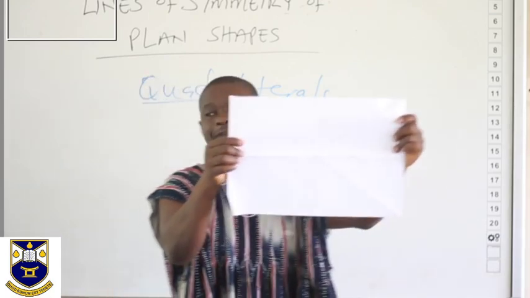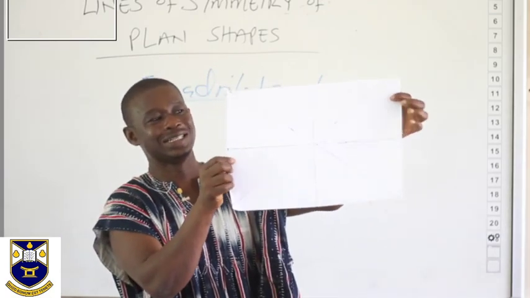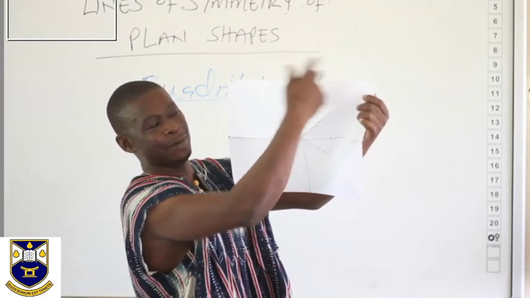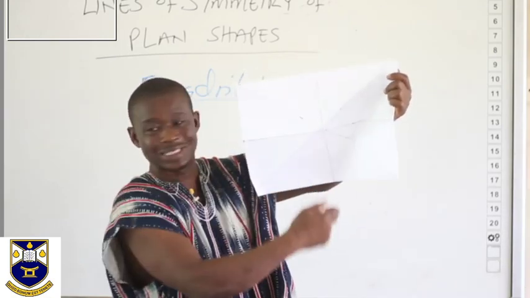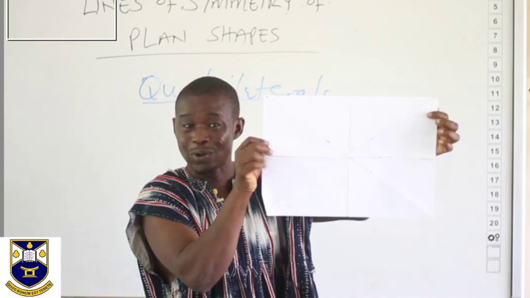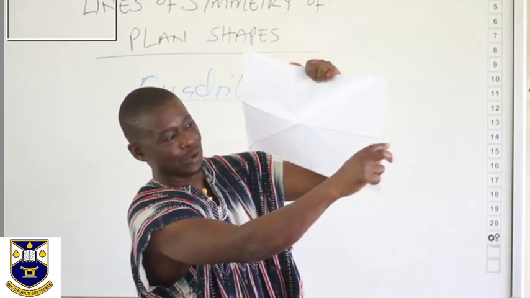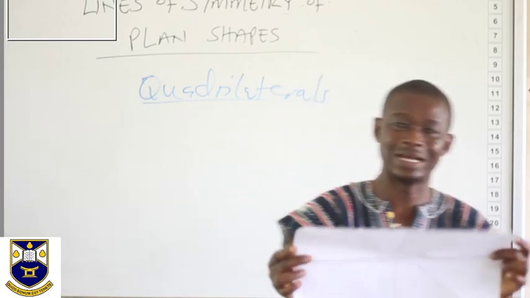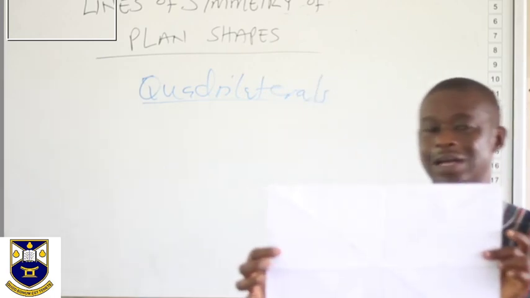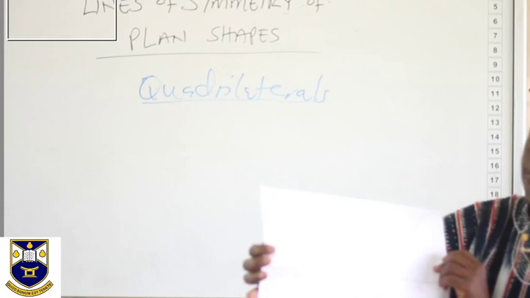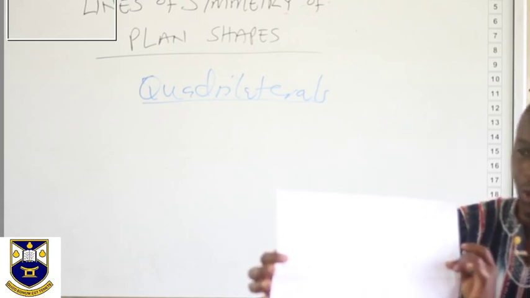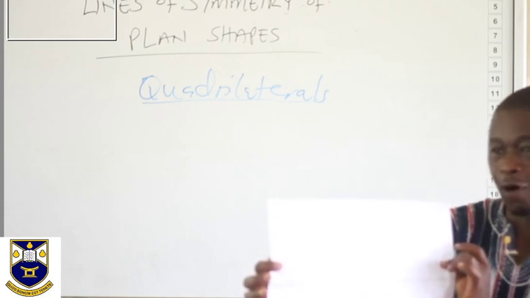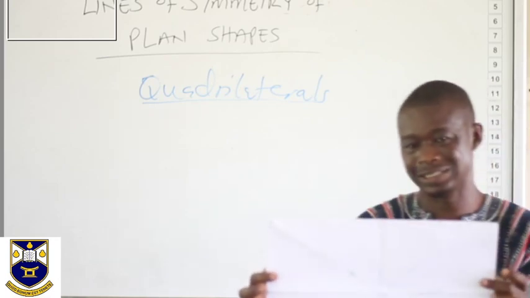When you look at this figure, you could see that this side up here and down here, the opposite sides are equal. This side here is equal to this side. Good. So that is some of the characteristics of a rectangle. The opposite sides are equal. It also has four interior angles.